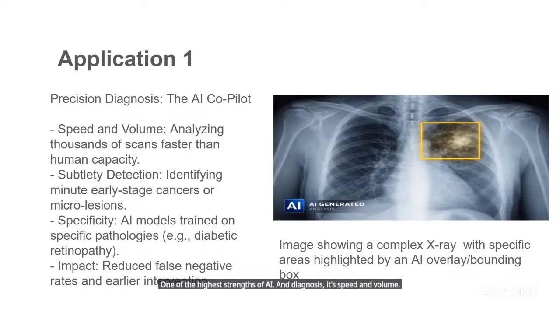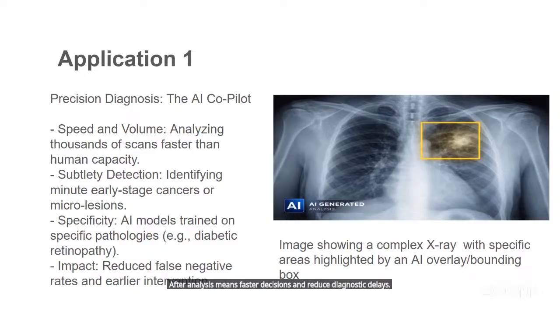So AI systems can analyze thousands of imaging scans in a fraction of the time it would take a human clinician. So this is especially valuable in high volume settings such as radiology departments or screening programs. Faster analysis means faster decisions and reduced diagnostic delays.